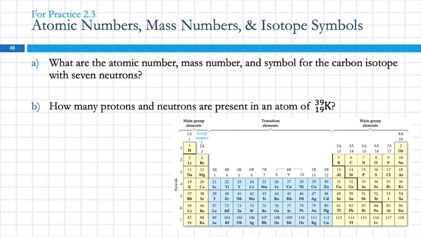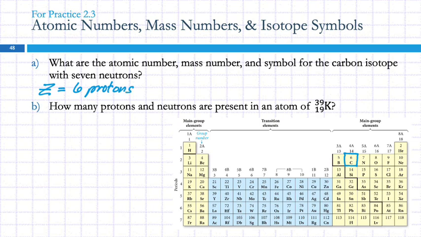So we should be able to do things like this. What are the atomic number, mass number, and symbol for the carbon isotope with 7 neutrons? There's a periodic table here because we might need that. Carbon has the symbol C, so this is the one referring to carbon. So the atomic number. What's the atomic number? It's going to be 6. So the atomic number Z equals 6. That tells us it has 6 protons.